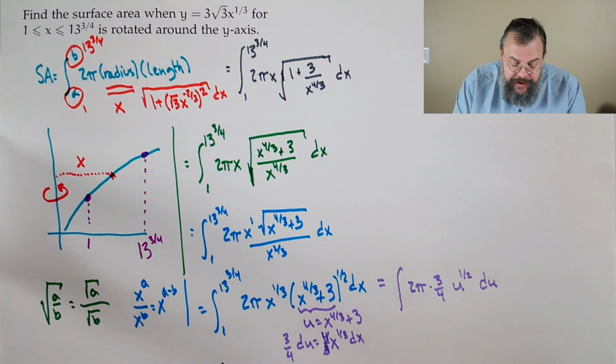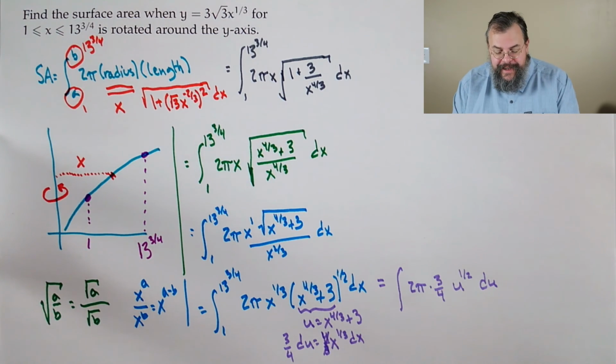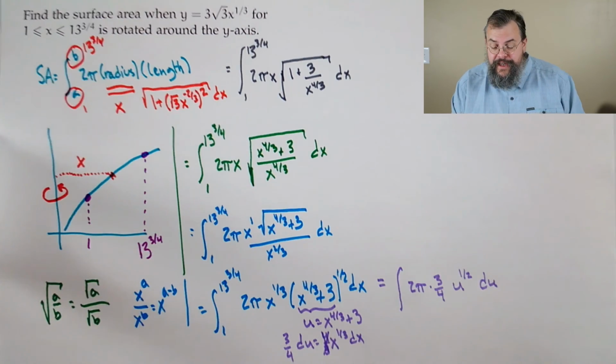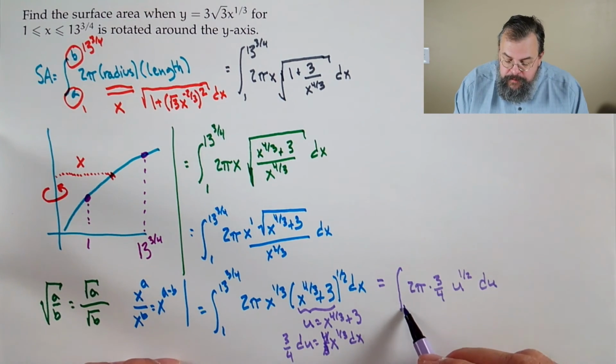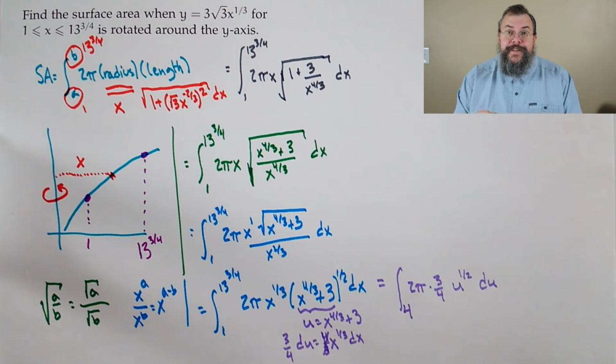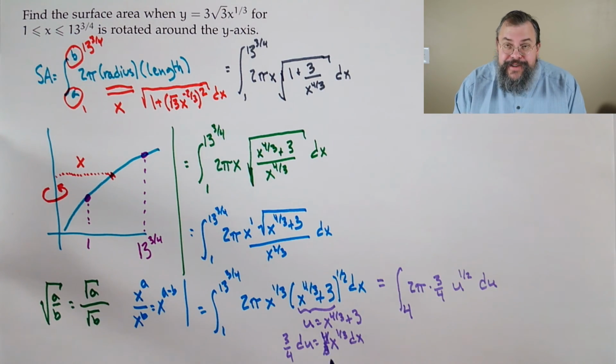All right, so these are x bounds. So we start at x equals 1. Okay, well, that's easy. x equals 1: 1 to the 4/3 is 1, plus 3 makes 4. Okay, great. Then 13 to the 3/4. Oh, this is going to be terrible. 13 to the 3/4, to the 4/3.